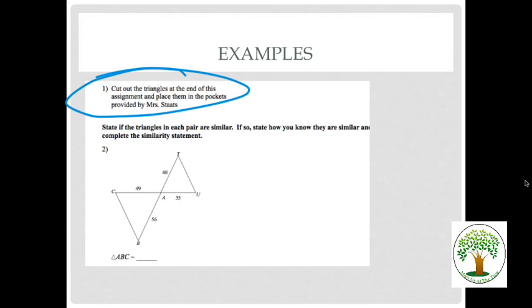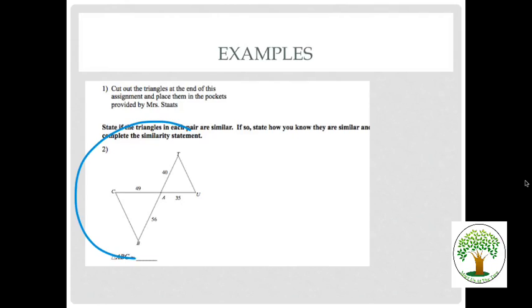So, like number 1 over here, is this not similar? Is this a side, or an angle side, or a side? Oh, wait, you mean the actual lesson? All right, let's go to the lesson now.